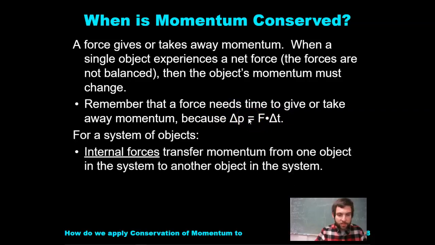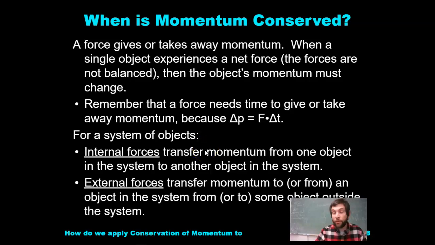For a system of objects, internal forces transfer momentum from one object in the system to another object in the system, while external forces transfer momentum to or from an object in the system to or from some object outside the system. So you can lose some of your momentum within your system to an object outside of the system. That's absolutely possible. But you can always track where the momentum goes.